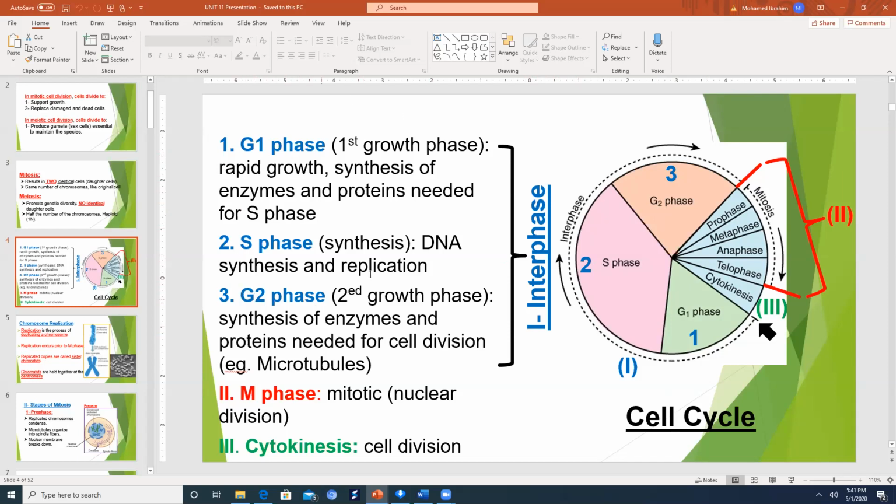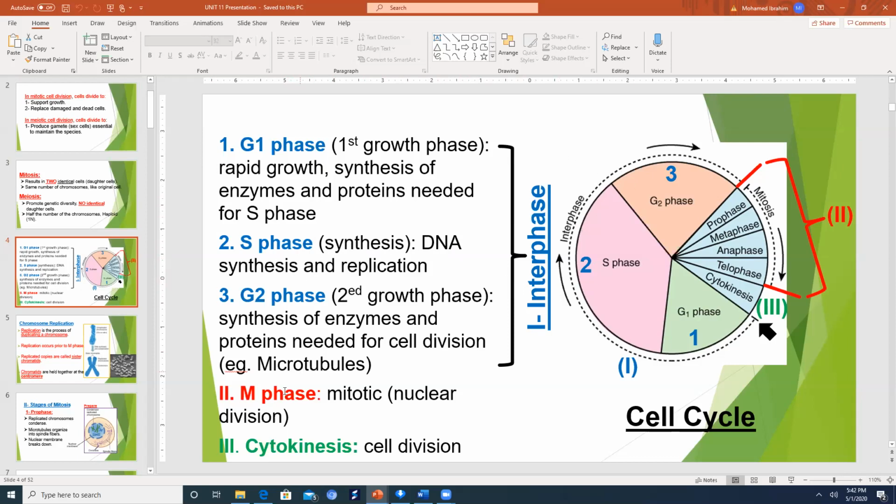What you need to know from this is that S phase is the only phase where DNA is replicating. So when the cell is about to divide, it should replicate its DNA. And this happens first. Before the nucleus starts to divide, the cell grows and multiplies the number of chromosomes. We call this the S phase, or the synthesis phase, where DNA replication is happening. You need to remember this. And it happens in interphase.